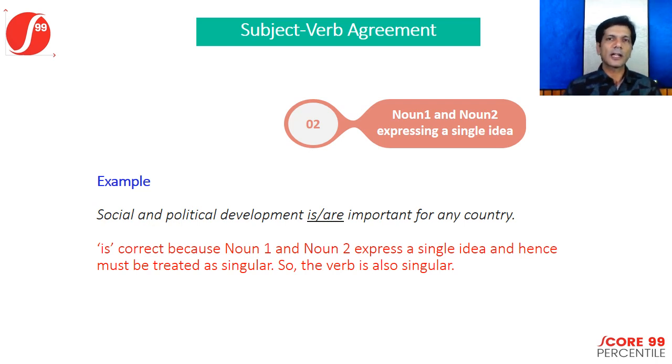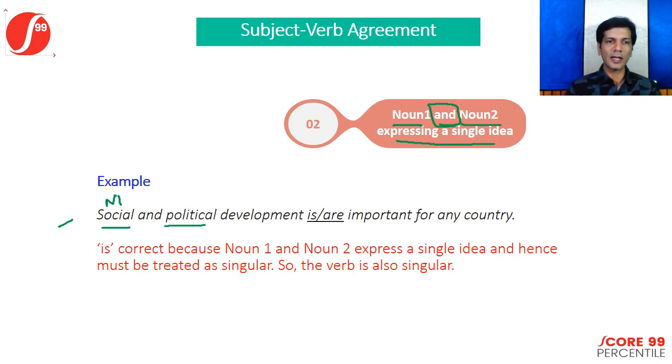Now let's take a look at another version of the same concept that we learned here. Now here you have noun 1, noun 2 again combined with the conjunction and. But here what would happen if noun 1 and noun 2 express a singular idea? Now let's understand this as an example. This says that social and political development, what is the correct word, is or are important for any country? Now at the very outset, the moment you look at this sentence, you'll be tempted to say that the answer is are. But understand here that we are talking about social and political development.